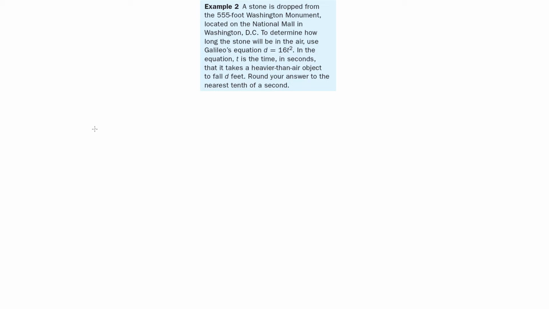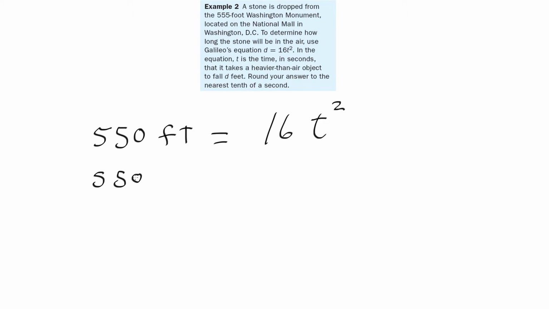So we know that 550 feet is the height. That's how far it's going to go. And this is going to be equal to 16 times t squared. 16 is the force of gravity, or half the force of gravity in our customary system. Did this before. We're going to divide both sides by 16. So I got 550 feet divided by 16 equals t squared.